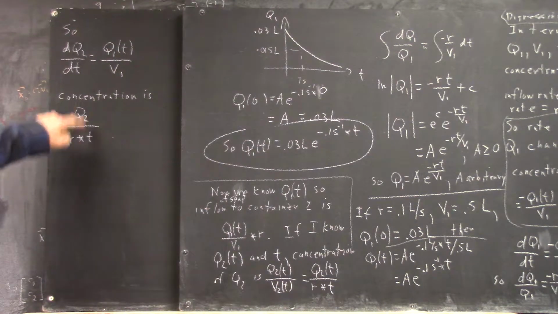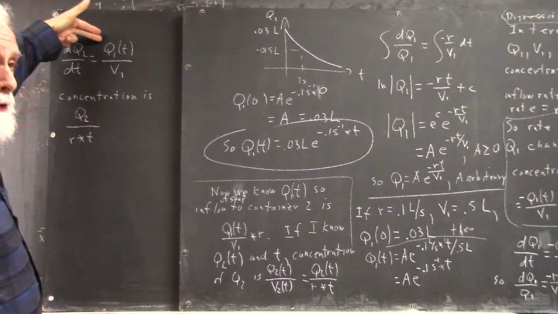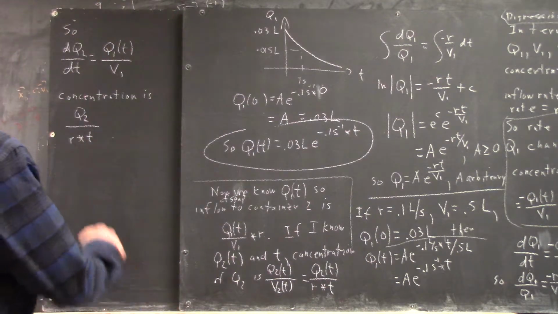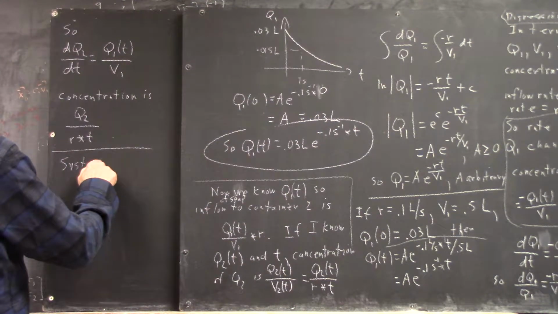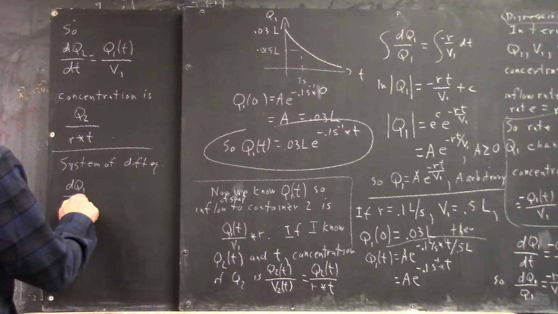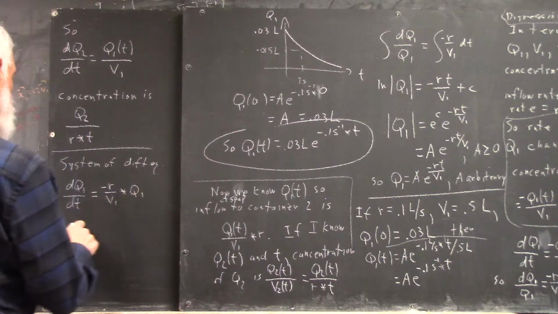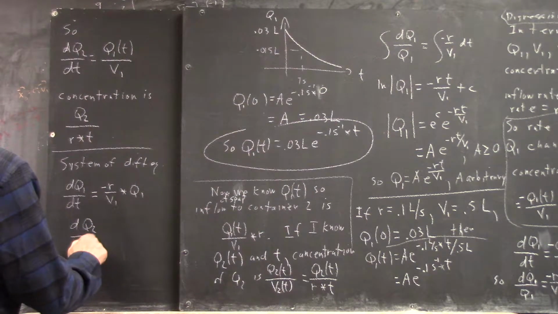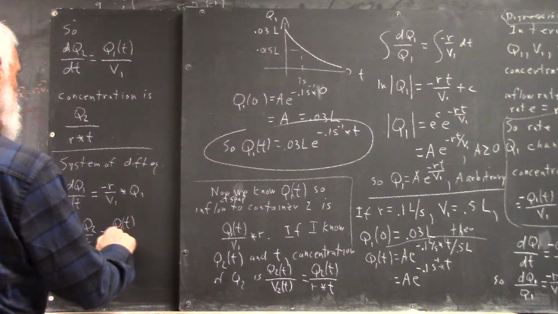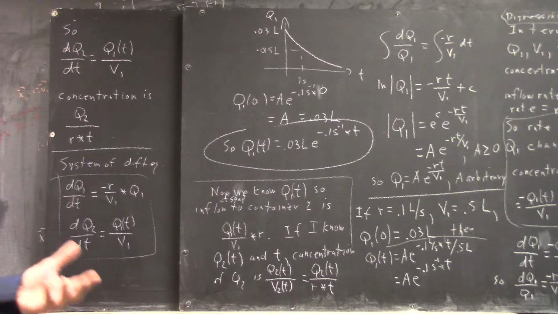We don't need this to solve the equation, but we do need to know how to solve a differential equation that depends on a solution to another differential equation, right? So what we can say is the system of differential equations is dq1/dt equals negative r over v1 times q1. Pretty simple system, but still, it's going to involve a little more technique and a little more insight.